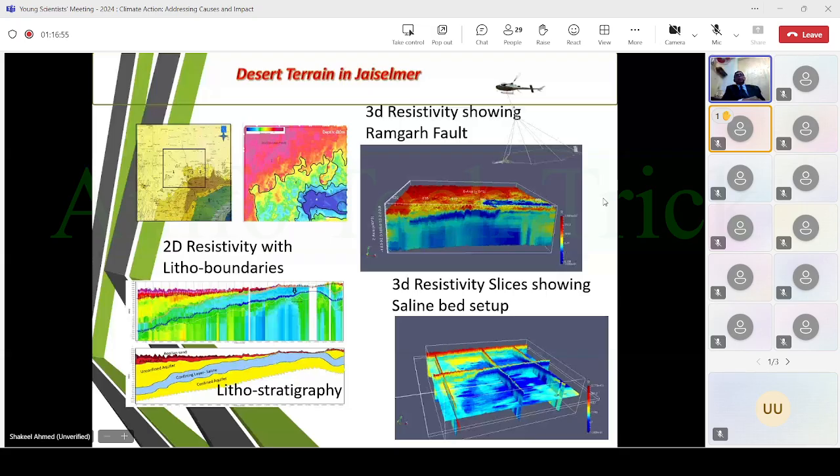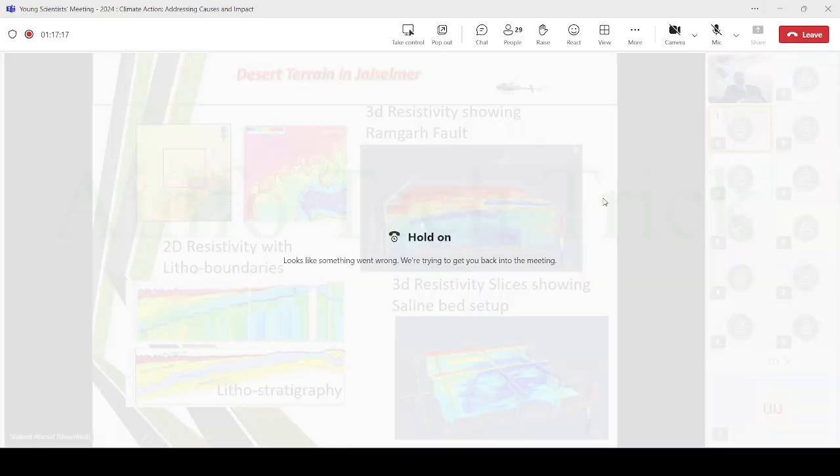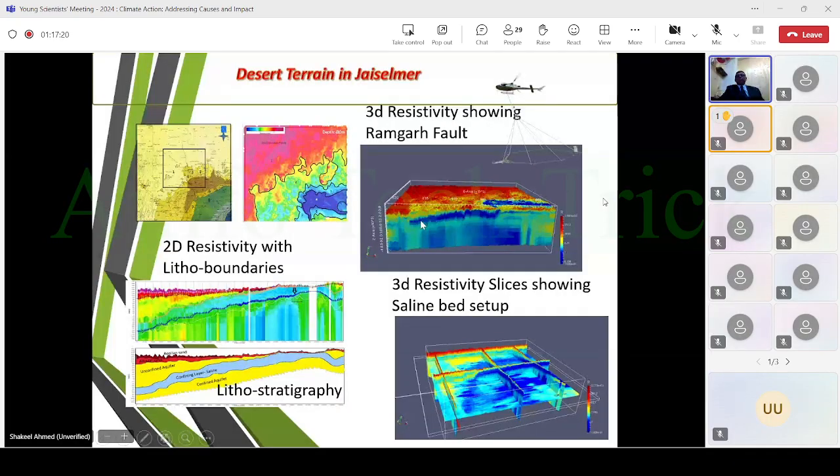Over here, the result shows that the top is completely sand dune, which is red color. Below that there is a layer which has brackish water, with very low electrical resistivity, very high conductivity, very high salinity in fact. With this detailed information, the advantage was clear.